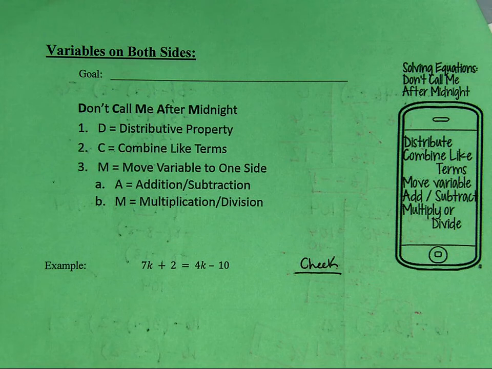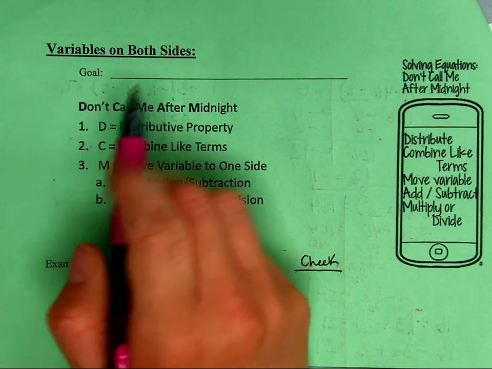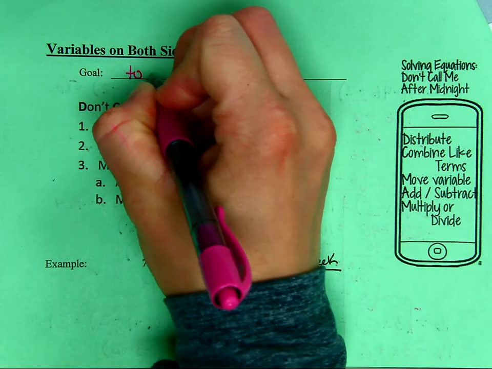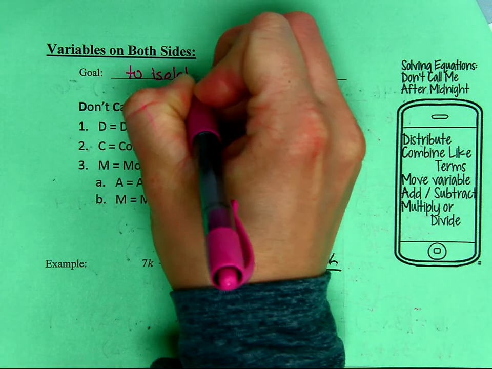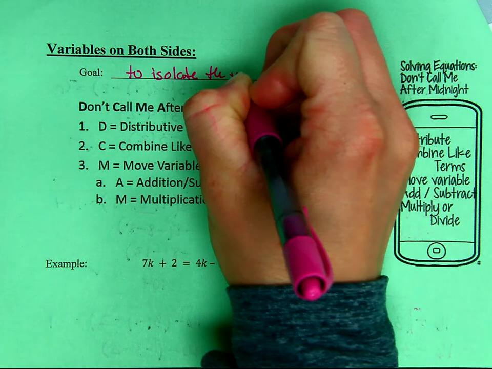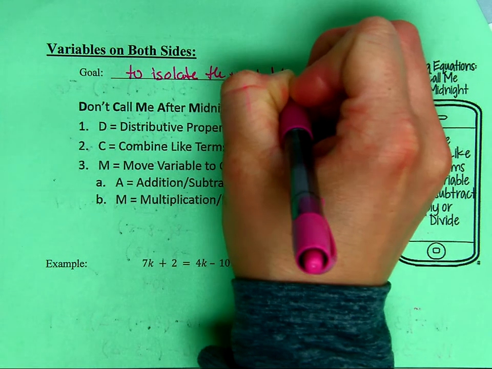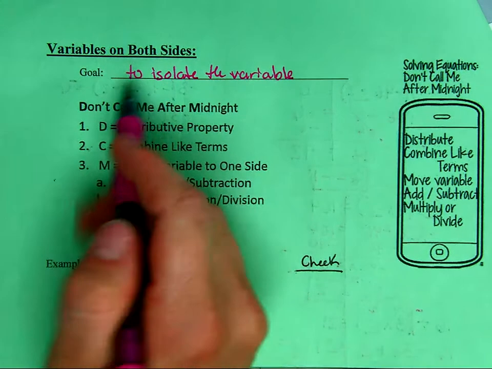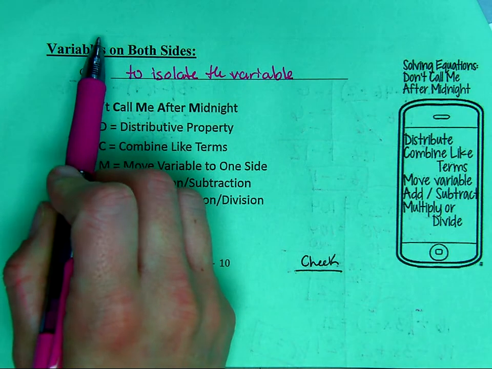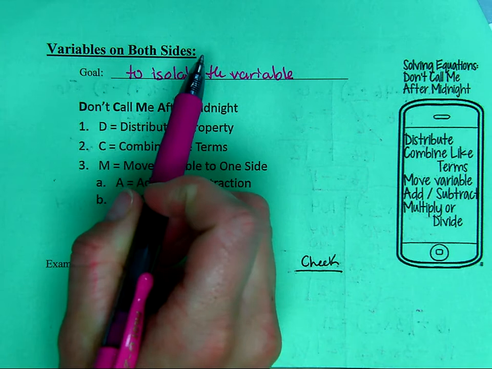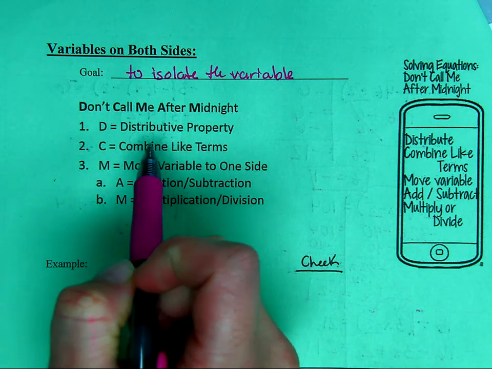Our goal when we're solving equations, again, is always to isolate that variable. Okay, remember that means we're getting it by itself. So this time we're going to have variables on both sides. So our goal is kind of to get it to one side and then get it by itself.